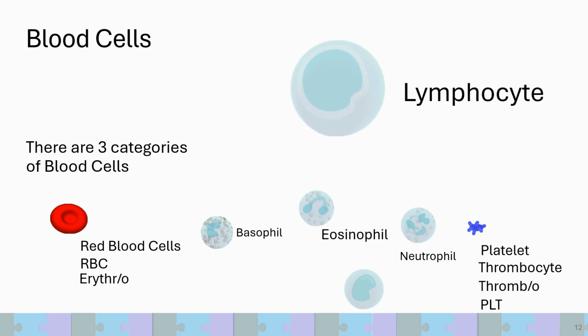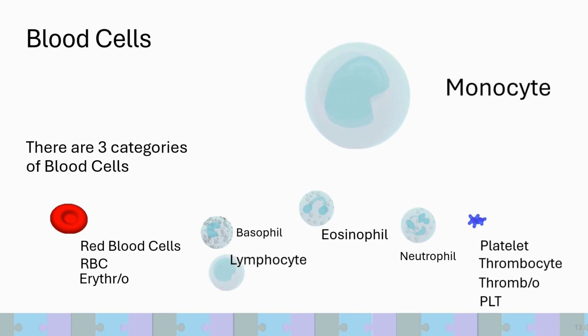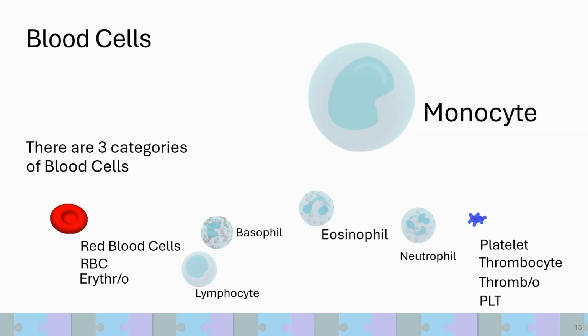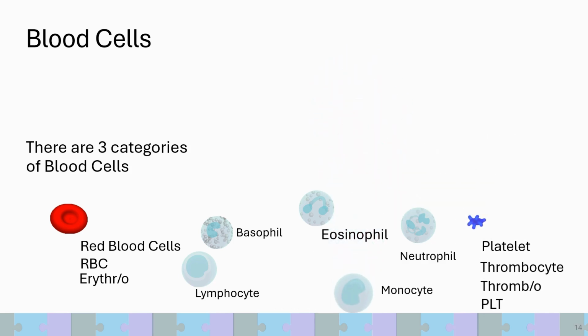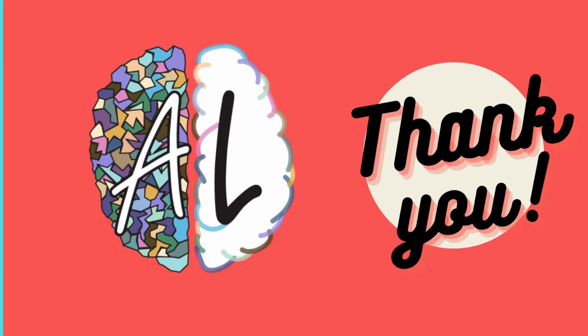Then we have a lymphocyte. And then last but not least, our 5th type of white blood cell that we're seeing here is a monocyte. Okay, so again, just to recap our 3 major categories of blood cells. We've got red blood cells, white blood cells, and platelets, also called thrombocytes.